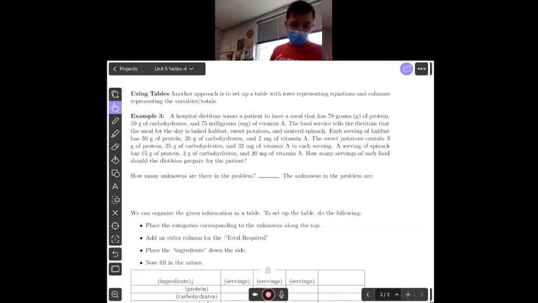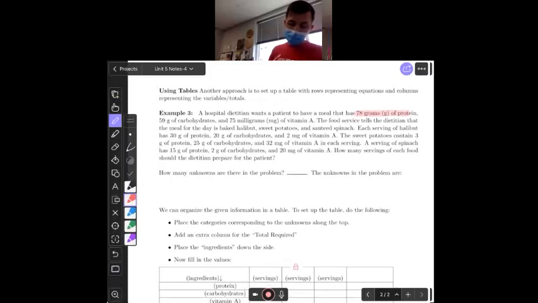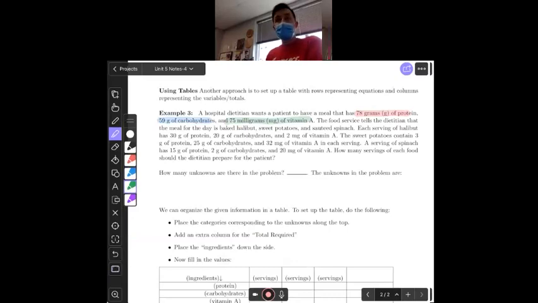We are kind of running short of time, so I just want to point out that they're talking about having a certain amount of protein, a certain amount of carbohydrates, and a certain amount of vitamin A for this meal that this dietitian is trying to make for her patient. There are different types of foods being served. Basically the dietitian's job is to say how much of each food that person should get in order to get their needs met. Each food has a certain amount of carbohydrates, protein, and vitamin A in it, so the dietitian needs to find the right combination of those things.